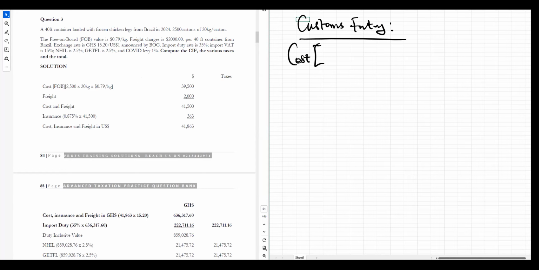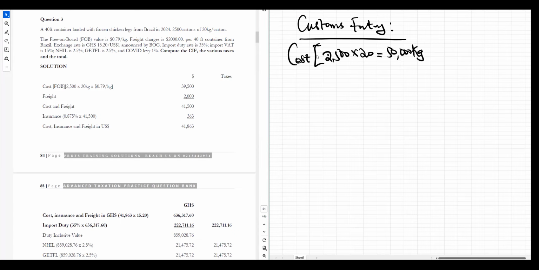2,500 cartons, right? But within each carton, there is 20 kg. True or false? So how many kgs? Because look, this free on board value was per kg. If one carton has 20 kg, for all the 2,500 cartons, how many kgs would we have gotten? That means 2,500 cartons at 20 kg each. That would have given us 50,000 kgs. True or false? True.